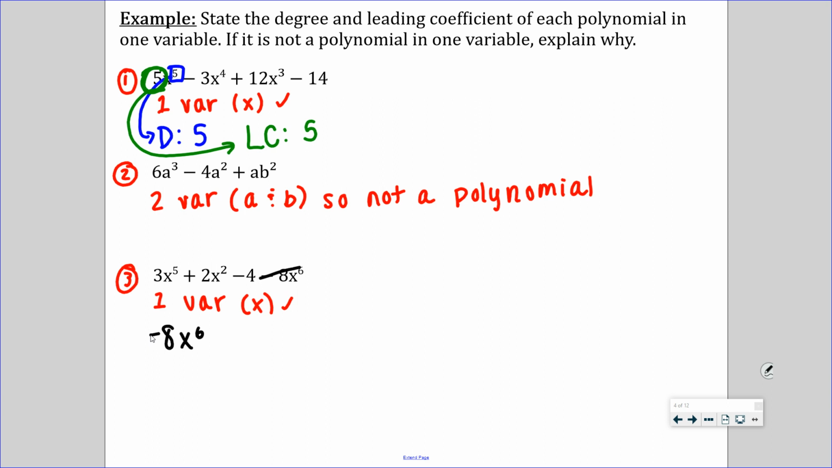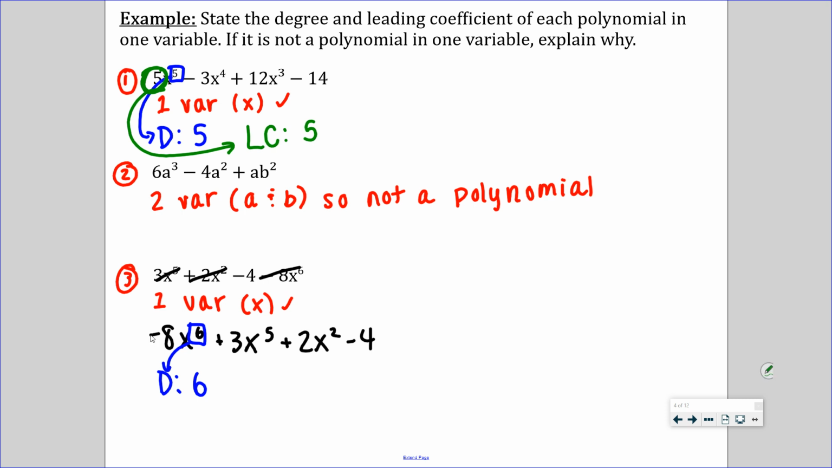Then 3x to the 5th. You can cross them off as you go. Then 2x squared. The constant is always last. Make sure you write it in standard form, since that will help you state the degree. Degree what? 6. Good. Degree 6.